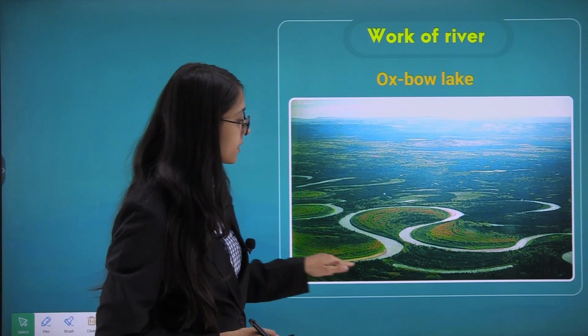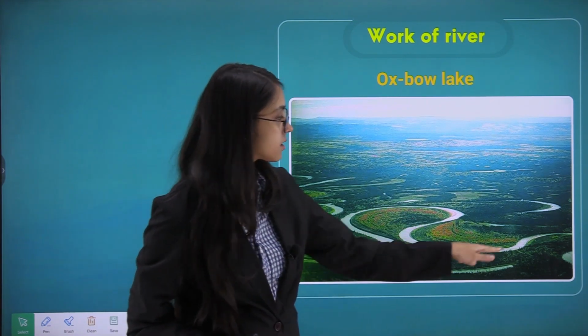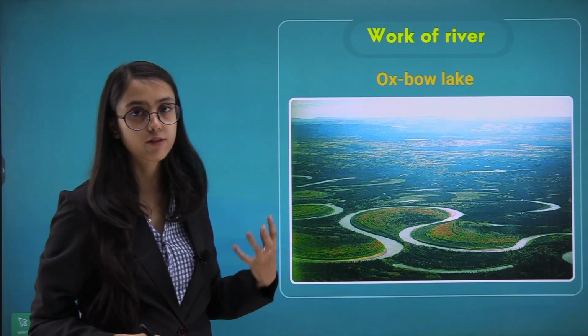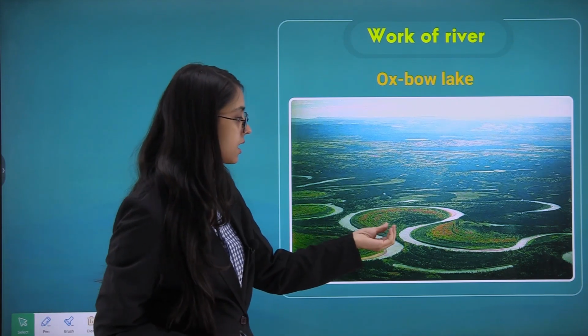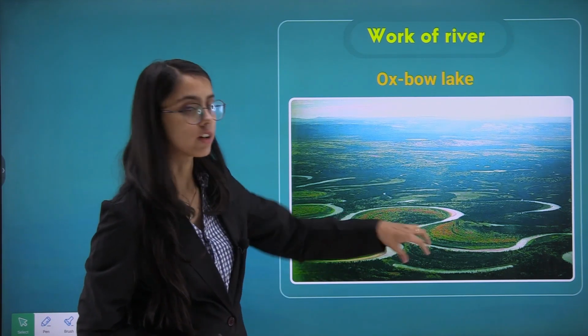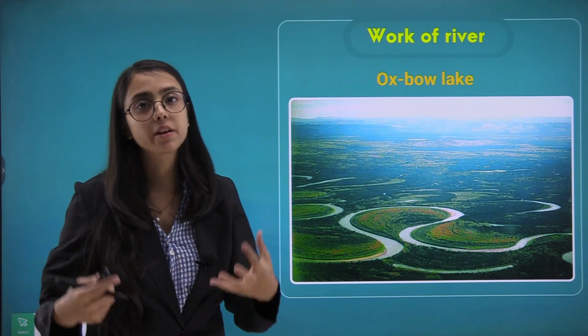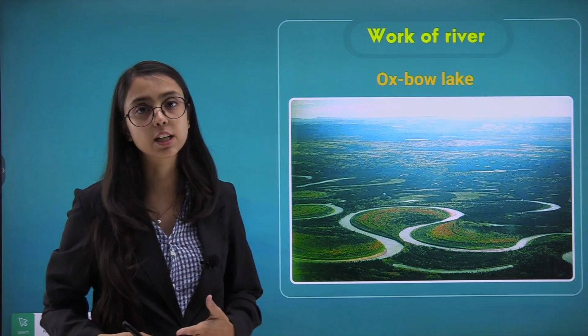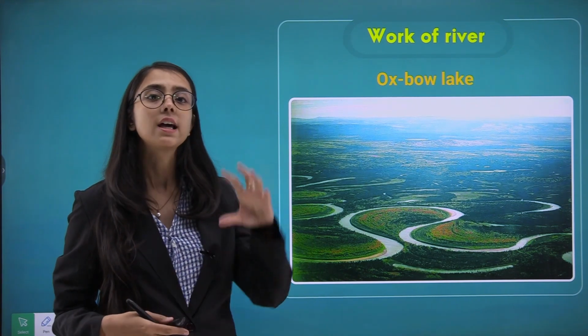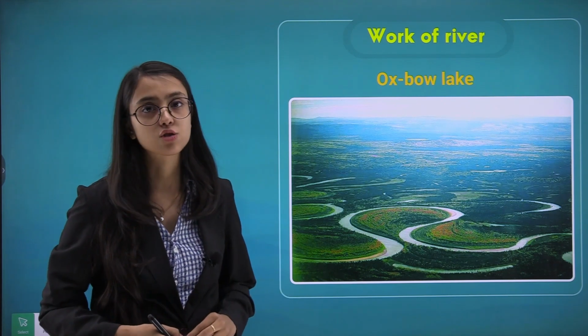Do you see that a lot of twists and turns are there? Soon, for example, if this part of the river cuts itself off from the river due to the process of sedimentation and deposition, this is known as an oxbow lake.